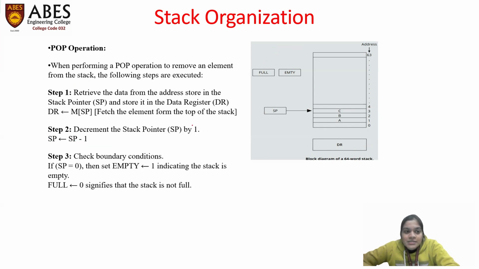Now let us understand the pop operation. So now we are coming to the original scenario where we have already inputted three data, A, B, and C, where C is the last inputted data and the stack pointer SP is storing the location value 3 to highlight the last inputted location. Our full flag will be showing the value 0.